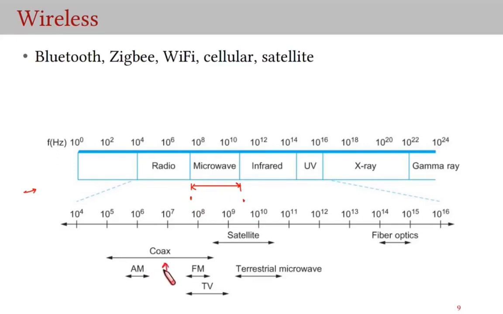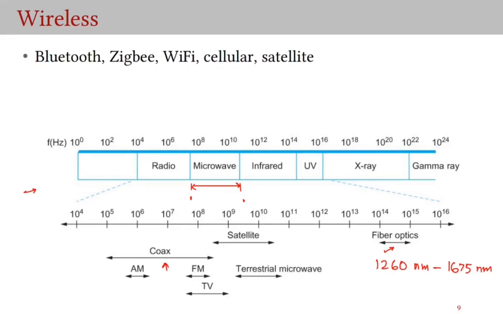Coaxials operate in the lower end of this spectrum, ranging from a few hundred kilohertz to a few hundred megahertz. And fiber optic cables operate in this band around hundreds of terahertz. Conventionally, the spectrum band of fiber optic systems is stated in terms of wavelength and not frequency. Fiber optic cables operate in the range from 1260 nanometers to 1675 nanometers.